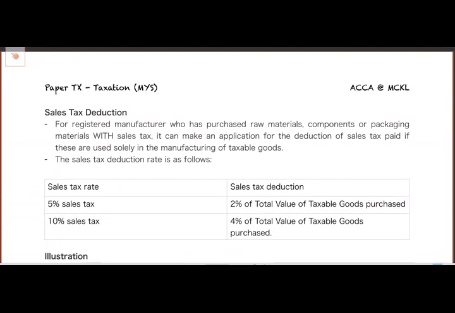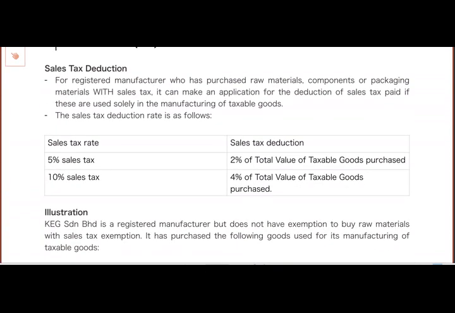Now, if you go to the next page, you can see how the sales tax deduction system works. For registered manufacturers, if you have bought any materials that already come with sales tax, then you can apply for a sales tax deduction if you are not able to recover the sales tax. The deduction is measured in this way.